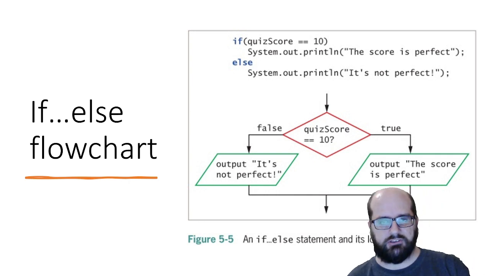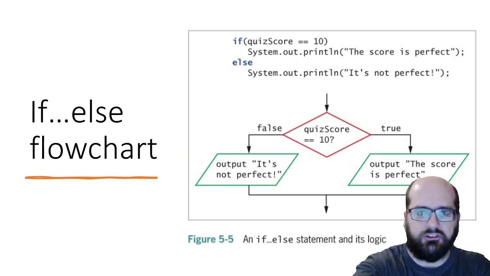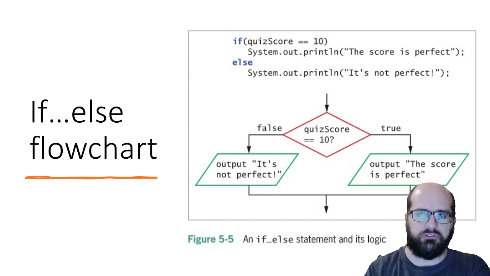And it looks like this. If true, we're going to output the score is perfect. Else, we're going to output it is not perfect.